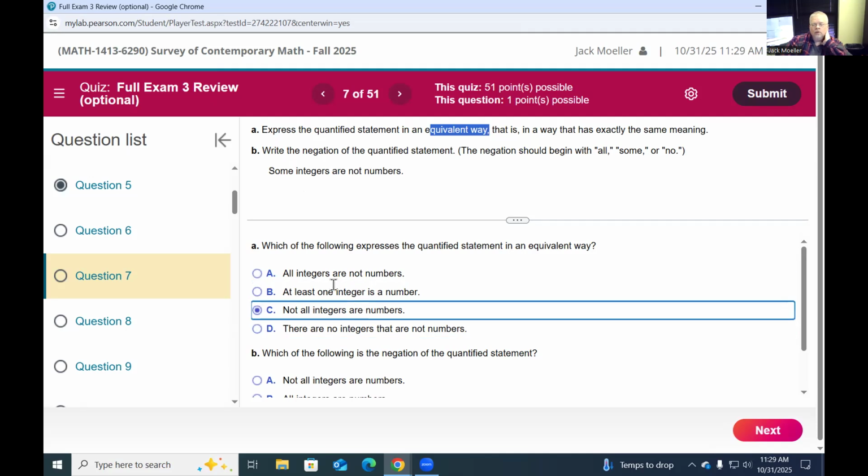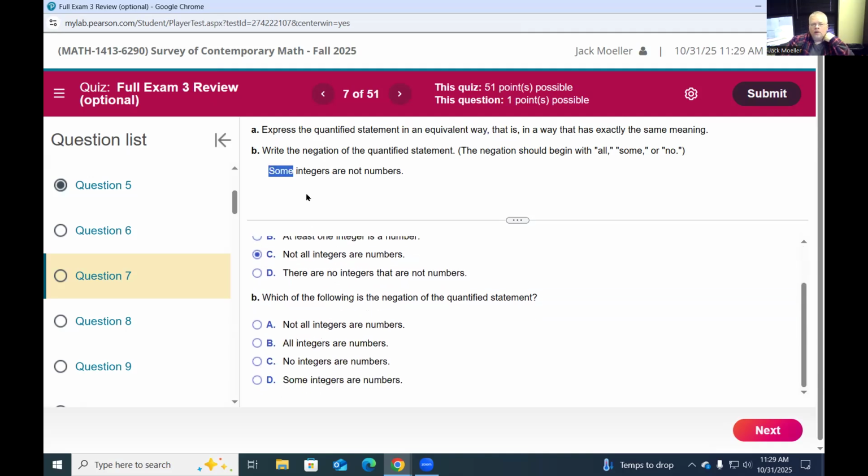So not all integers are numbers. Even for me, sometimes I have to slow down. So to me, that looks like that's going to be C. Not all would be some. So not all integers are numbers. That one to me is a better answer than B, because when it says at least one, that could be all, where this one says not all, which gives us the some.